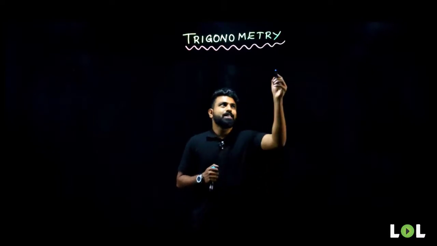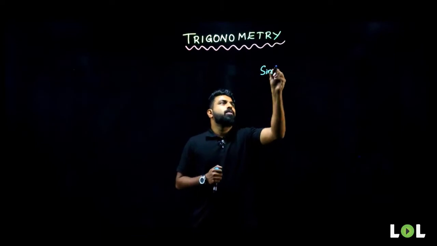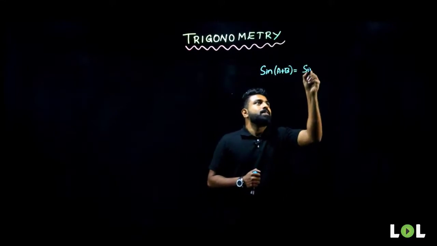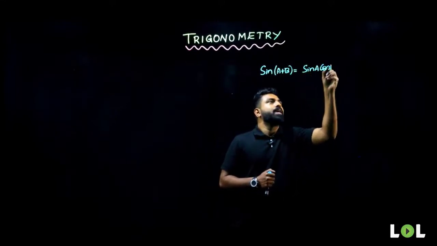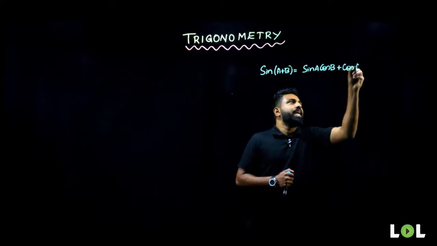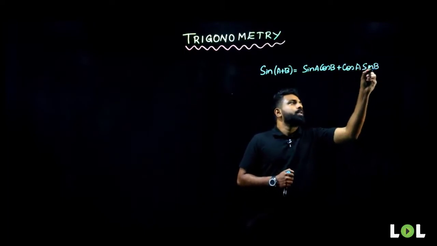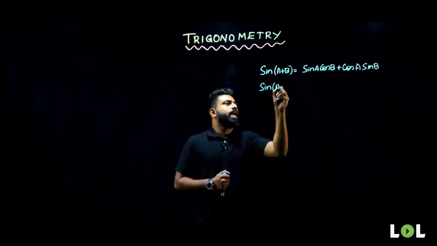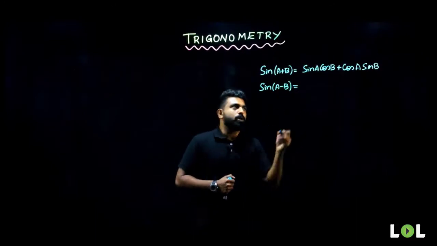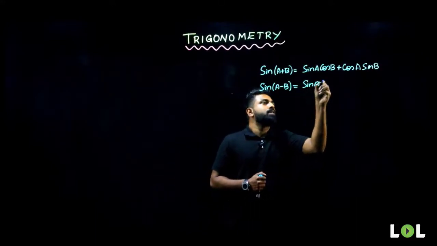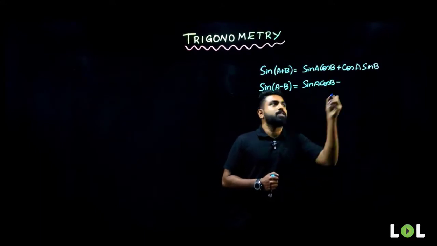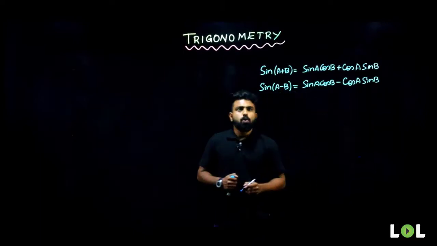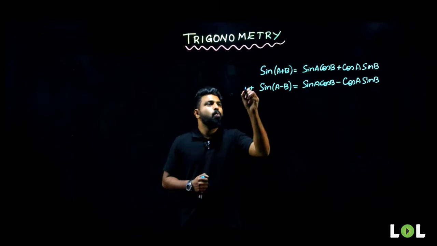Now what we'll be doing is, we know that sin of A plus B is equal to sin A into cos B plus cos A into sin B. Similarly, we also know that sin of A minus B will be equal to sin A cos B minus cos A sin B. So now, what if I add these two? What will I be getting?